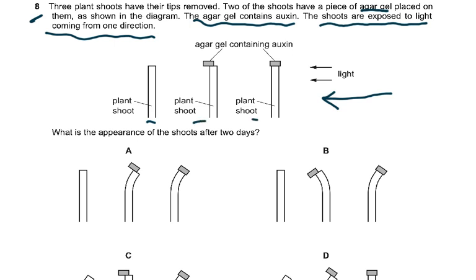But the difference is the agar gel has been placed away from light in this situation, and here it is just being placed on the top, so it is going to just diffuse downwards. So if this is the agar gel, it's going to diffuse downwards like this, and here it is going to diffuse downwards like this as well. It's going to be more on this side now. What is the appearance of the shoot after 2 days?